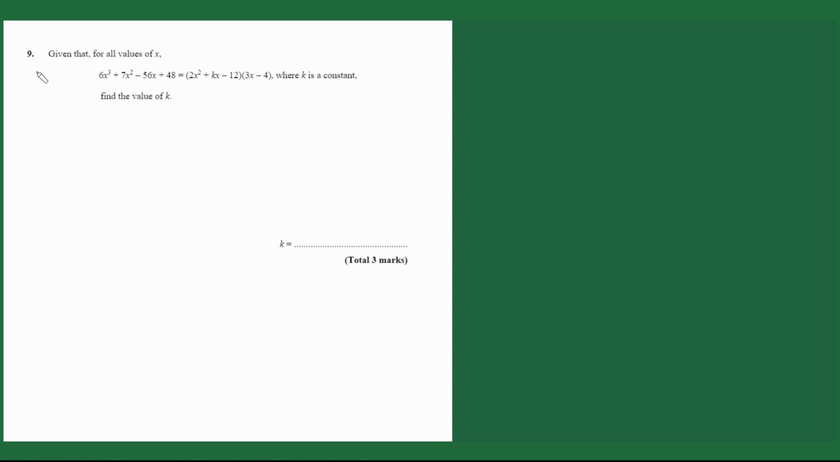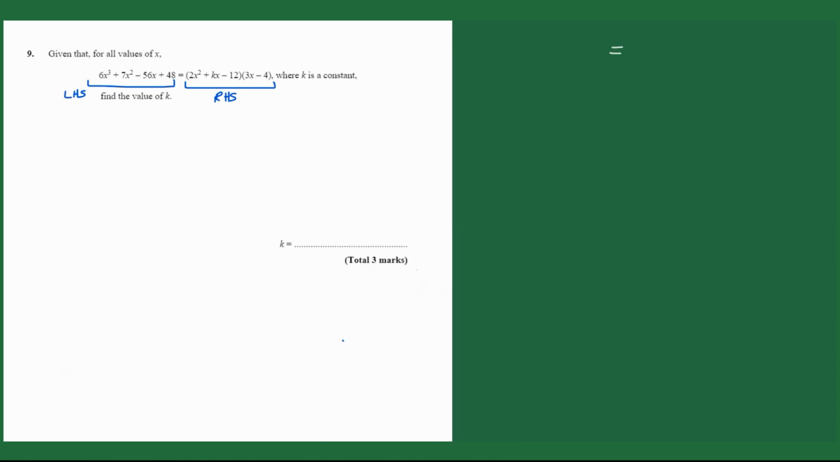Question number 9. Given that for all values of x, 6x cubed plus 7x squared minus 56x plus 48 equals 2 brackets, where k is a constant, find the value of k. So what this question is, this side I'm going to say is the right hand side, RHS, and this side is our left hand side. So I'm going to write that one.